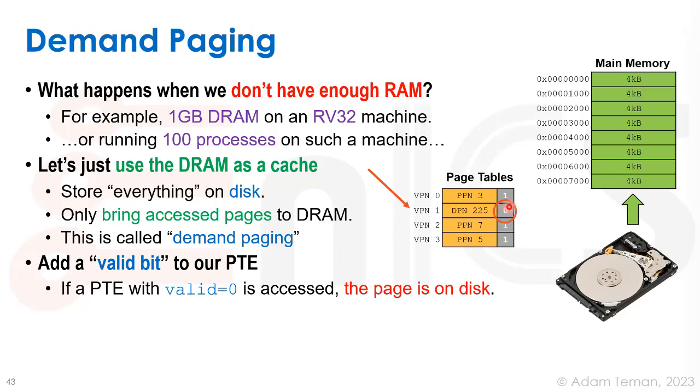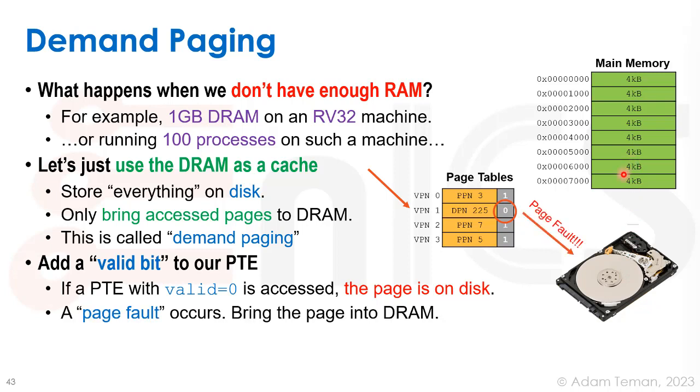So in this case, we have a 0 in the valid bit of VPN number 1, which means that we're actually pointing to a page on disk, and that will be called a DPN, a disk page number. So when we access VPN1 over here, we see that the page is invalid, and that means that the page is on disk, and we have to go and fetch it. This is known as a page fault. So the page fault occurs, and then we bring that page onto the DRAM.